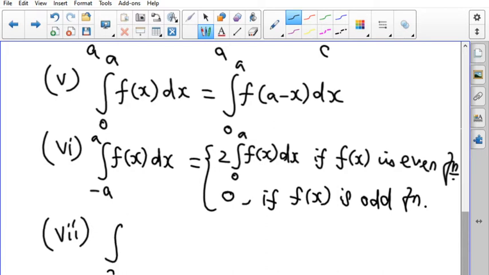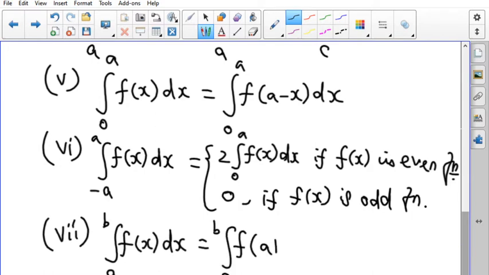Integral a to b f of x dx is equal to integral a to b f of a plus b minus x dx. Okay, so these are the 7 properties we are going to use in the next exercise. Okay, first write down all the 7 properties. Be thorough with the 7 properties.